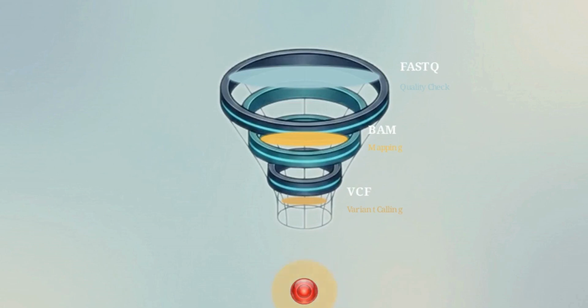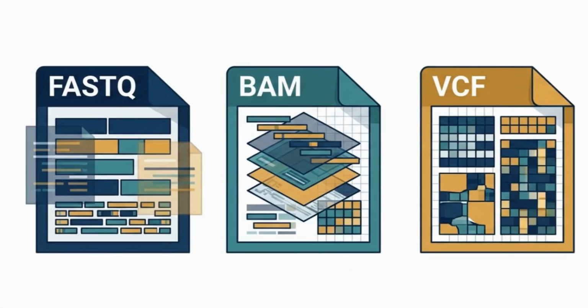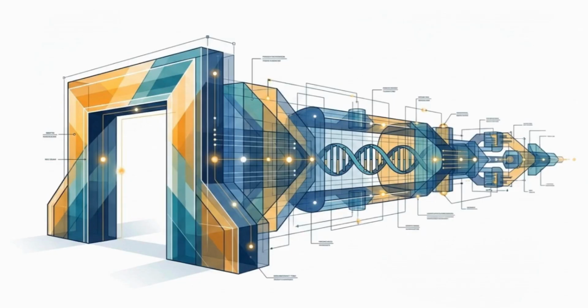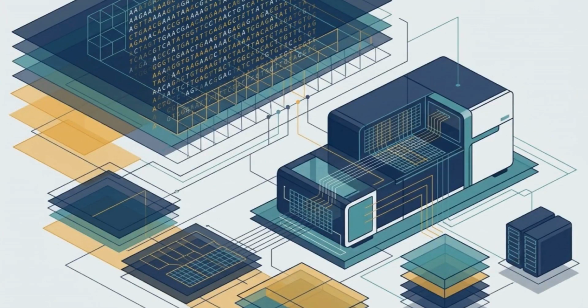point at the bottom. To find the signal in the noise, every read must survive 3 mandatory formatting checkpoints: FASTQ, BAM, and VCF. The first stop in this pipeline is the FASTQ format. Think of it as the raw catch hauled straight from the sequencing machine, untouched and unmapped.